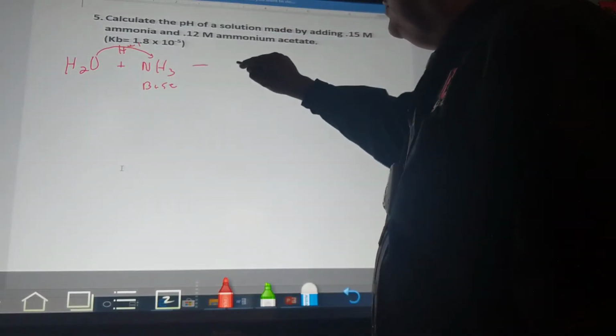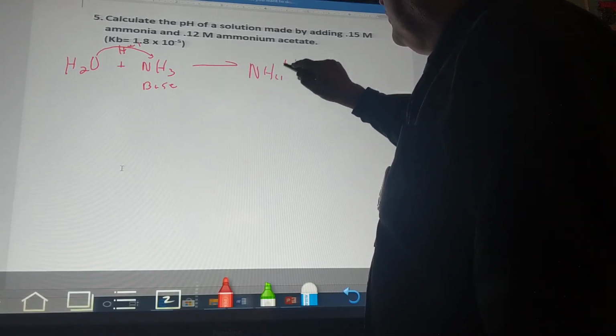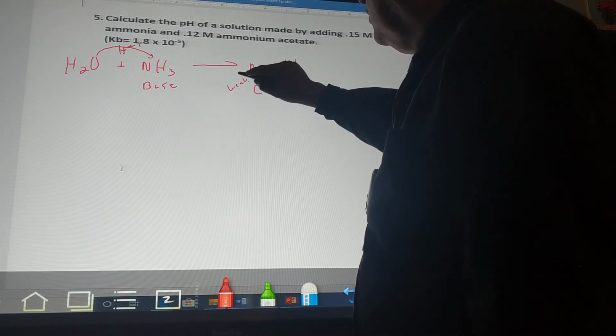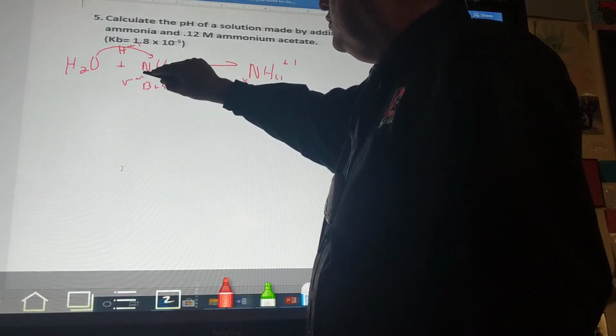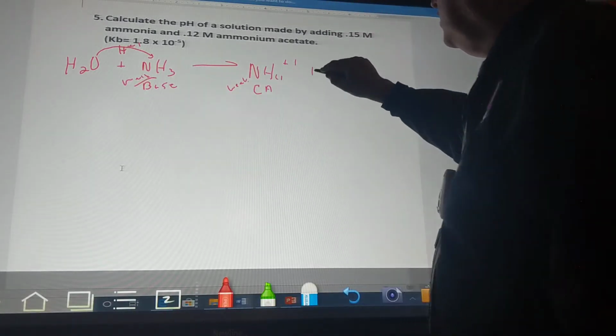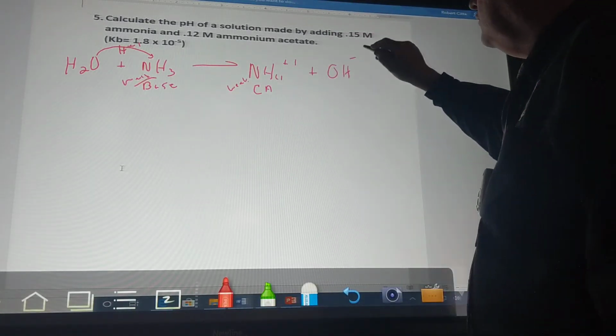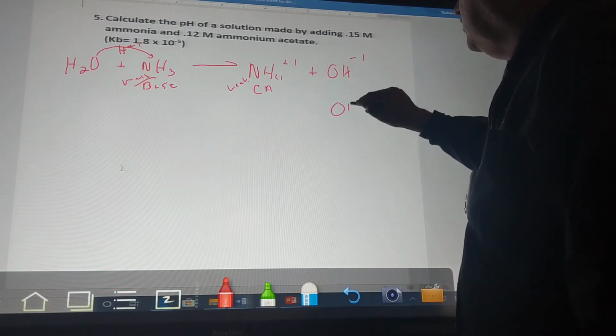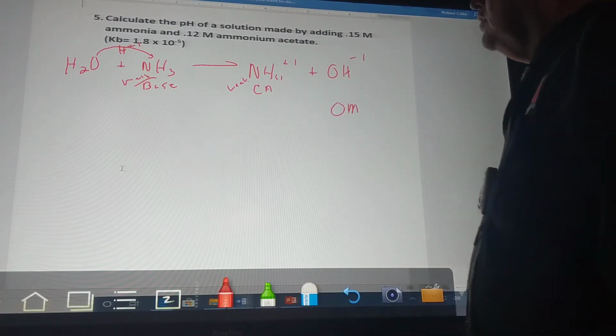Ammonia is NH3. NH3 acts as a base, so the water is donating an H to the base. On the other side, you get ammonium, which is your conjugate acid. This is weak, and your base is weak. Okay, and you're producing hydroxide. Nothing's happened right now, so you don't have any hydroxide.